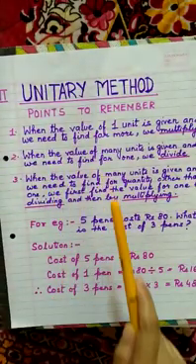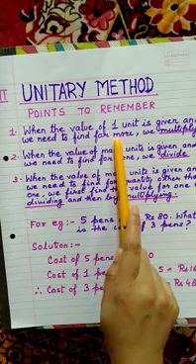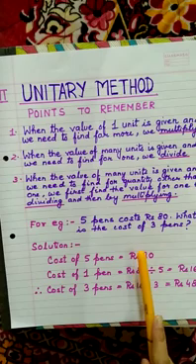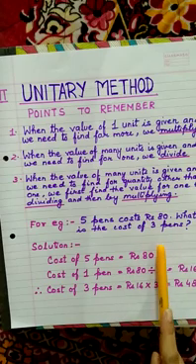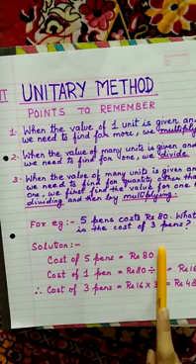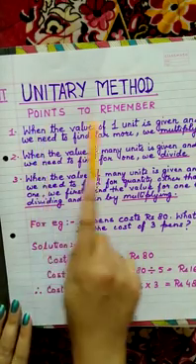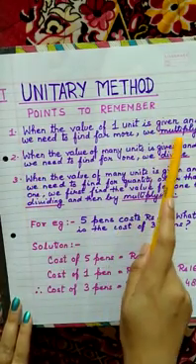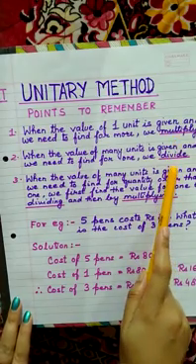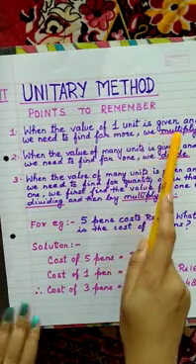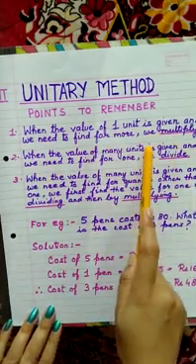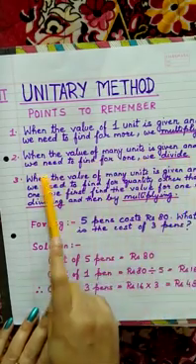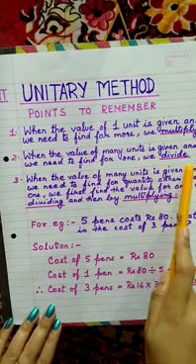Next we have unitary method. The word unit means one item of a certain quantity. In unitary method, we first find the value of 1 unit and then the value of the required number of units. Now here we have certain points to remember. We have already studied multiplication and division. When the value of 1 unit is given and we need to find for more, we multiply. When the value of many units is given and we need to find for 1, we divide.